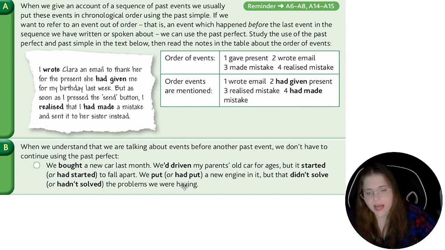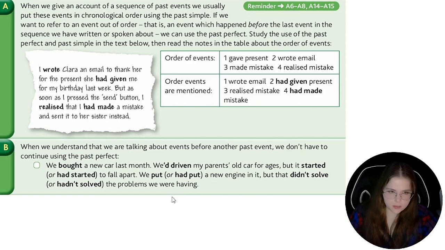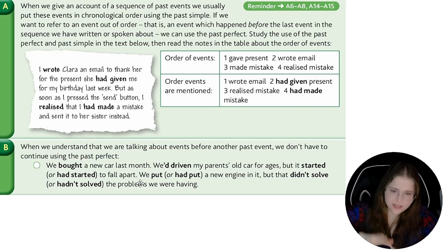We put or had put a new engine in it, but that didn't solve or hadn't solved the problem we were having. One more time. We had put, and this hadn't solved the problems we were having in the past. It was before the other action in the past, so we can use past perfect, but also it is not important. So we put, or we had put, and this didn't solve.